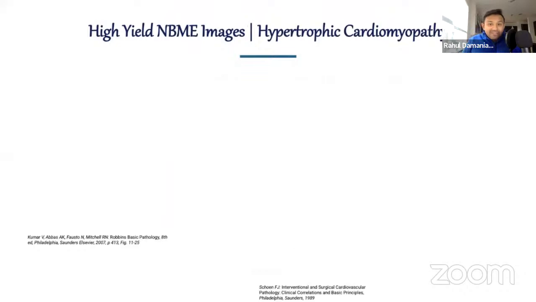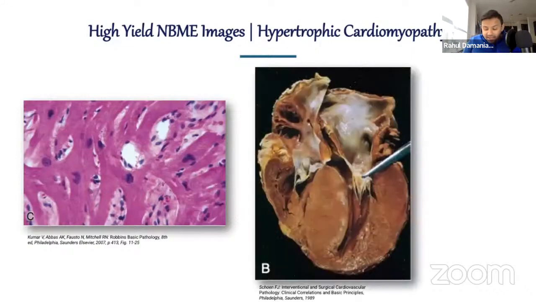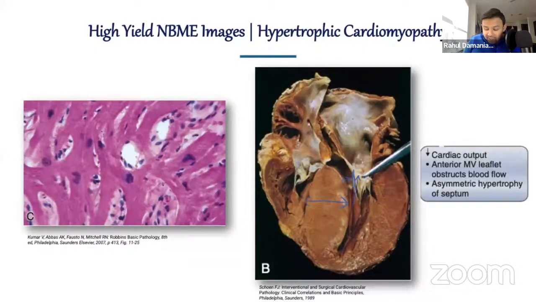So let's go through some high yield images that you'll see on your exam. This is going to represent the myofiber disarray in hypertrophic cardiomyopathy. This is going to represent a gross pathology of the hypertrophied interventricular septum. Here's the anterior leaflet of the mitral valve, which causes the LVOT obstruction, as well as can be incompetent, i.e. have mitral regurgitation in hypertrophic cardiomyopathy. And remember that you have this decreased cardiac output due to the anterior mitral valve leaflet obstructing blood flow as blood is going from the LV into the aorta.